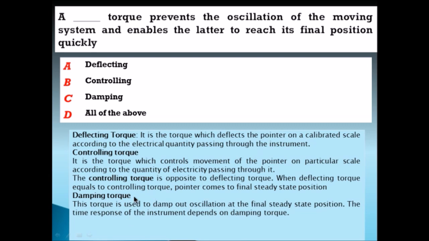And the damping torque is generally used to improve the transient response. The torque is used to damp out the oscillation. So primarily, if we want to reduce oscillation and achieve the final steady state value, then the damping torque is required. So it is the time response of the instrument depending on the damping torque.